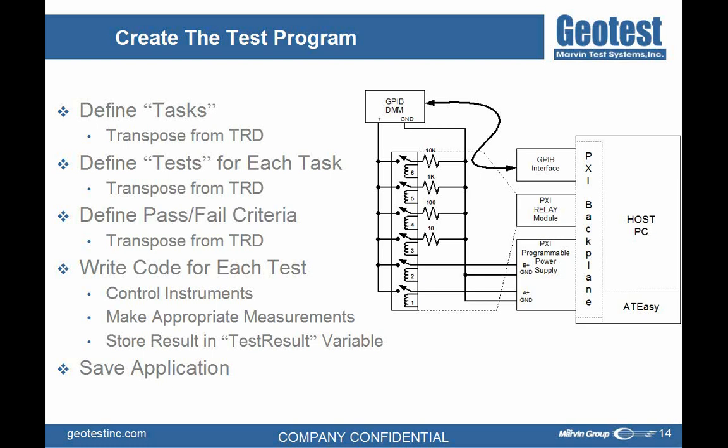So just to revisit our block diagram, the three instruments we have are the DMM, the relay module, and the programmable power supply. So our tasks are going to be, first of all, to test the resistors, to make certain that they're installed in the proper value. Then we're going to program the power supply A at 3.3 volts and measure the output under various loads, and then power supply B at 5 volts and again measure the output under various loads.